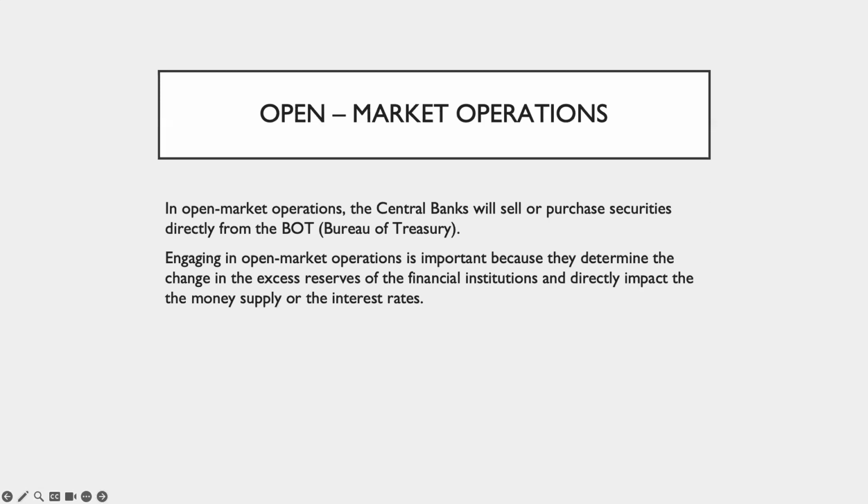So, in the required reserve ratio, the central bank is trying to control the spending of the individuals. In open market operations, they try to do that by flooding or taking away from the economy some of the securities that are being sold by the Bureau of Treasury. They either purchase it directly from the Bureau of Treasury or they purchase it from another bank. So here is an illustration.